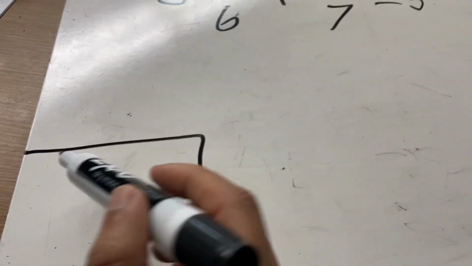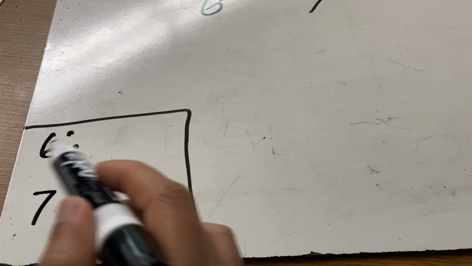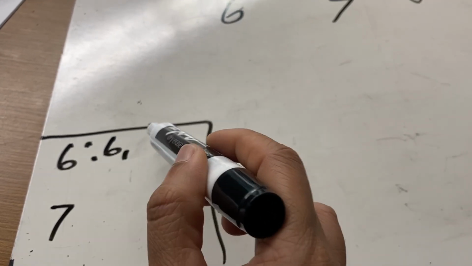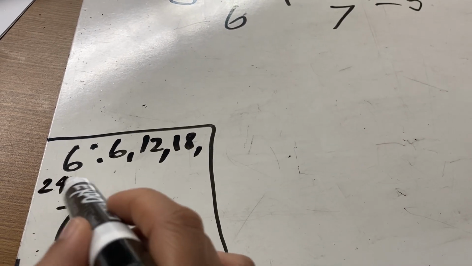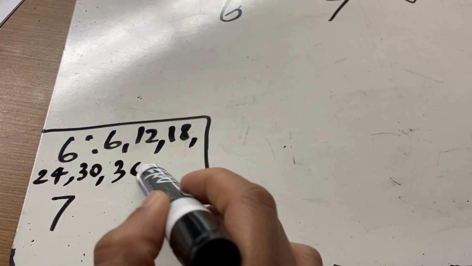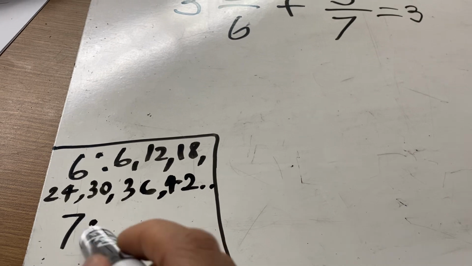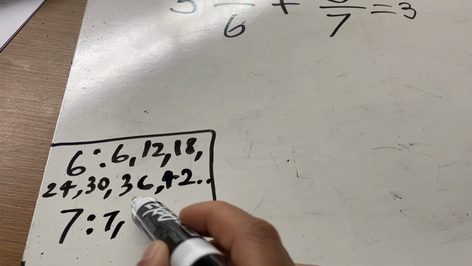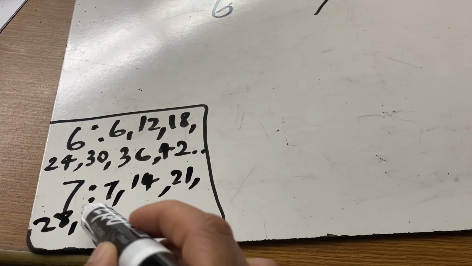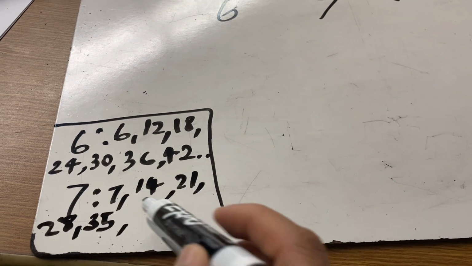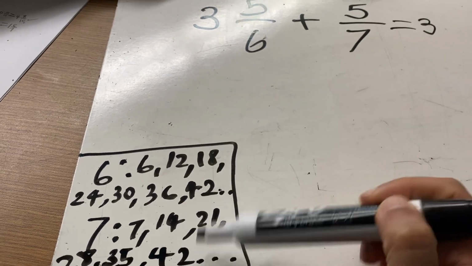We need to find the common denominator for 6 and 7. So the least common multiple. 6 times table. I've got 6, 12, 18, 24, 30, 36, 42, and so on. 7 times table. I've got 7, 14, 21, 28, 35, 42, and so on. I stopped at 42 because 42 is the least common multiple.